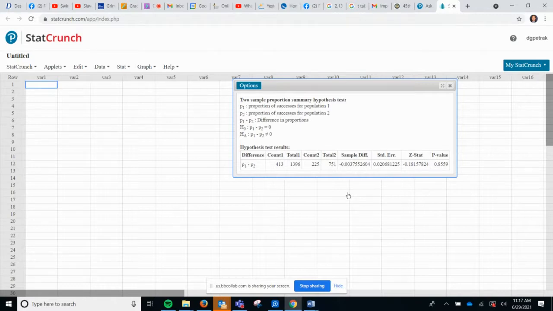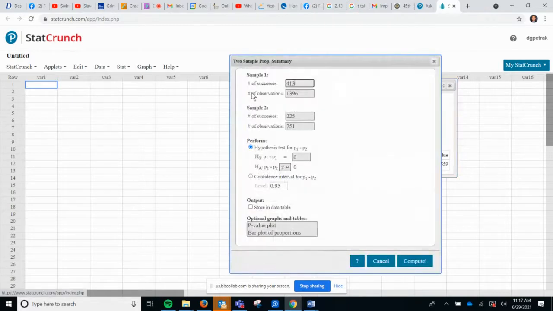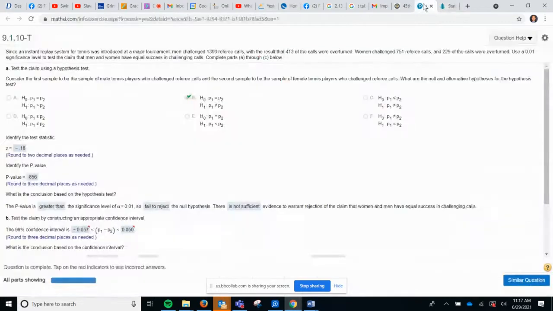So how about the confidence interval? A quick way to do this, instead of retyping everything in, is we can just click options, hit edit, and then instead of hypothesis test, we're just going to go with confidence interval. And what level of confidence do we want here? Now this one is a little tricky. So what alpha level did it give us, or what did it say in the question? It just tells us right there. That's not so hard. 99% confidence.